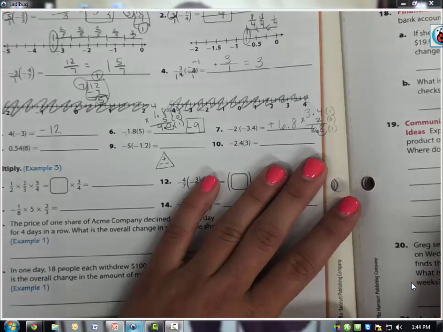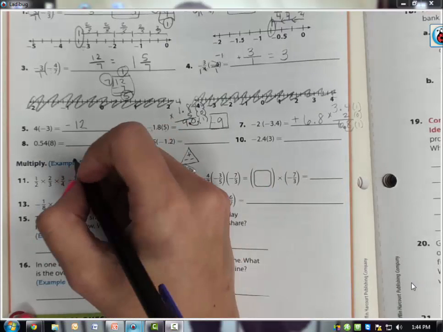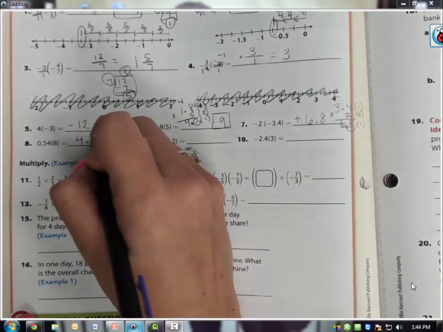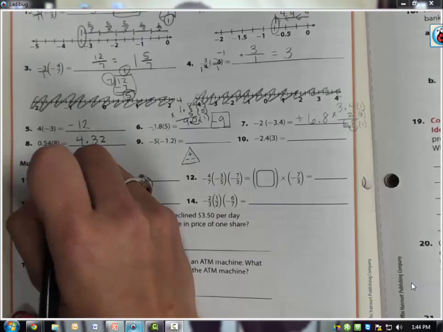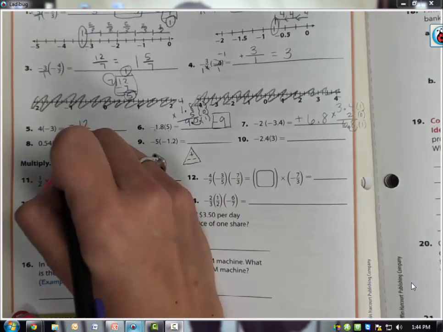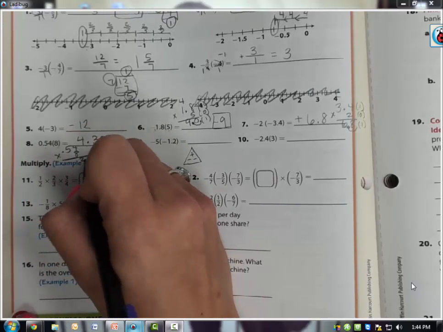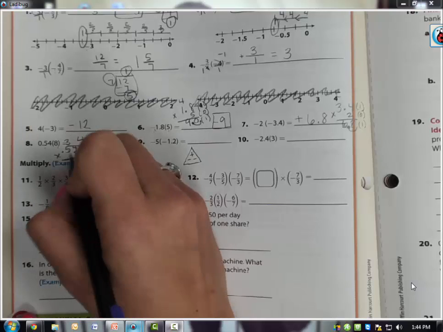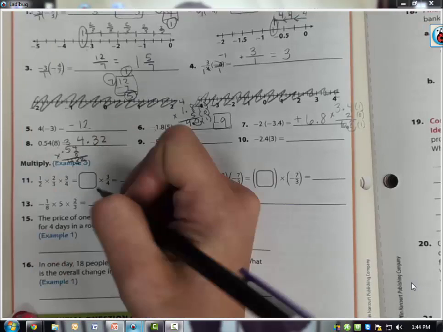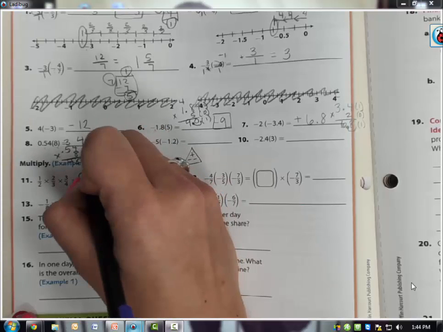Alright, number 8, you should have gotten 4 32/100 because you have a positive and a positive will give you a positive. Okay, 54/100 times 8. 8 times 4 is 32. 8 times 5 is 40. Plus 3 is 43. You have 2 decimal places here. In your answer, you'll have 2 decimal places, so it goes over twice.